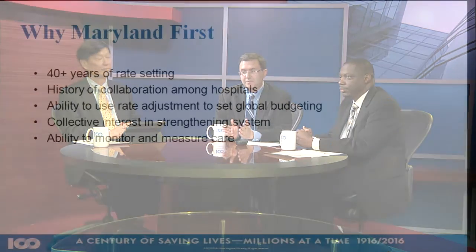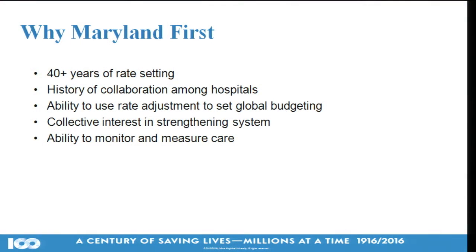So just a quick note on why Maryland did this first. As you've heard, if you've seen the other webcasts, all of Maryland hospitals are on global budgets now. And this comes out of a long history of rate setting in Maryland, more than 40 years. For a long time, we've had an independent commission in the state that set rates that hospitals paid. There's also been a history of collaboration among the hospitals related to rate setting and other things. Rate setting allows a relatively easy path to global budgets.